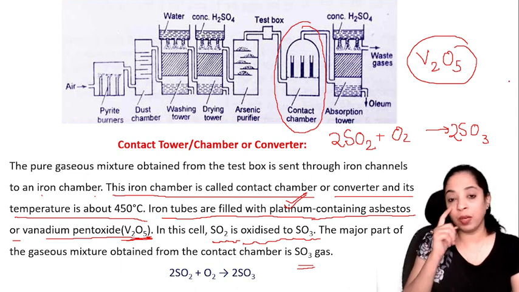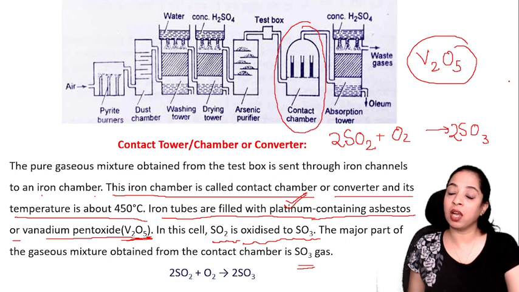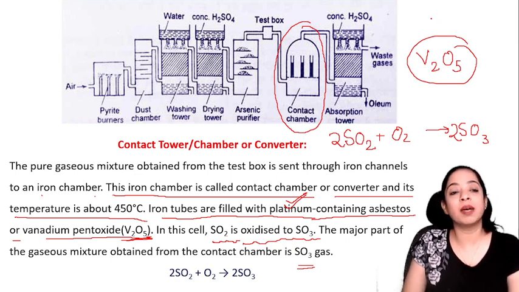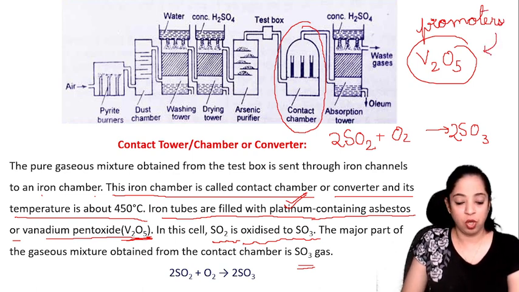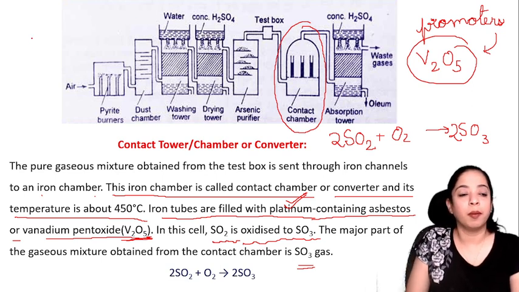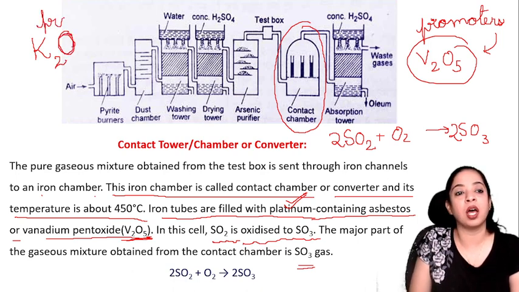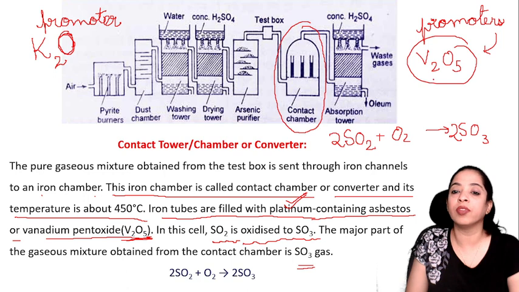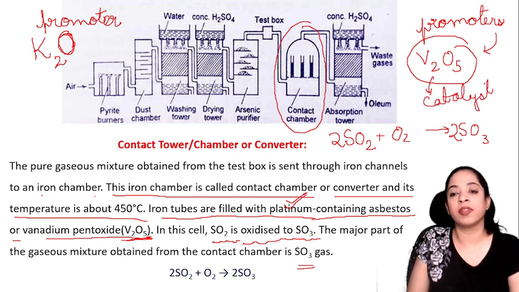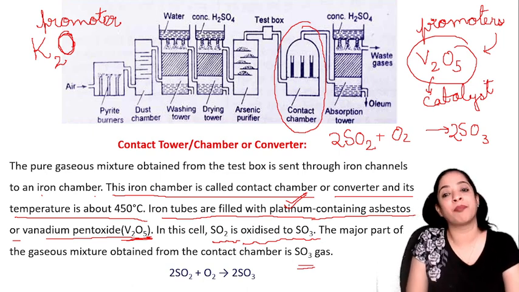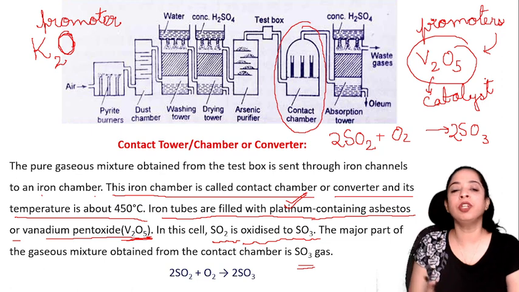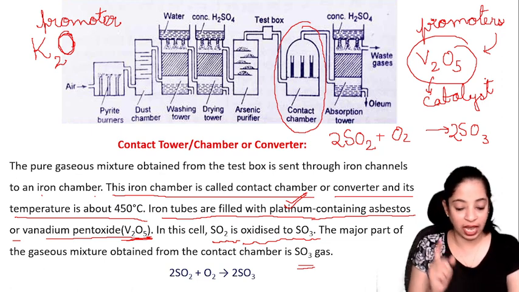Is that clear? Now, one more thing that you should understand here, that vanadium pentoxide is a catalyst. So we can sometimes use a promoter as well. What are promoters? Promoters are something that enhance the activity of the catalyst. So we use potassium oxide, K2O. Potassium oxide is used as a promoter. So if they ask you, you should know K2O or potassium oxide is the promoter to the catalyst V2O5, and V2O5 is preferred over platinum containing asbestos.